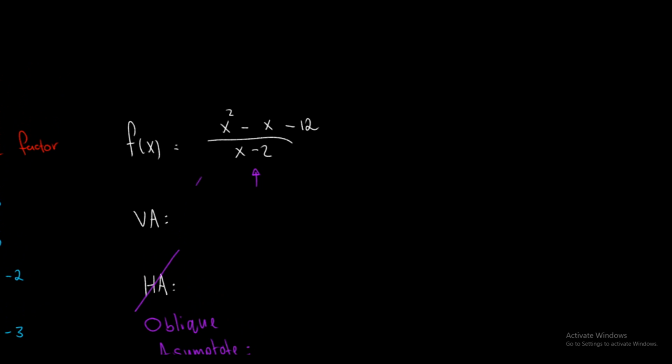So how do we find our vertical asymptote? Well, now the vertical asymptote is very easy to find. You just set the bottom equal to 0. Again, it's the same thing in all three examples. To find the vertical asymptote, you simply set the bottom to 0. That's it. So my vertical asymptote is 2.